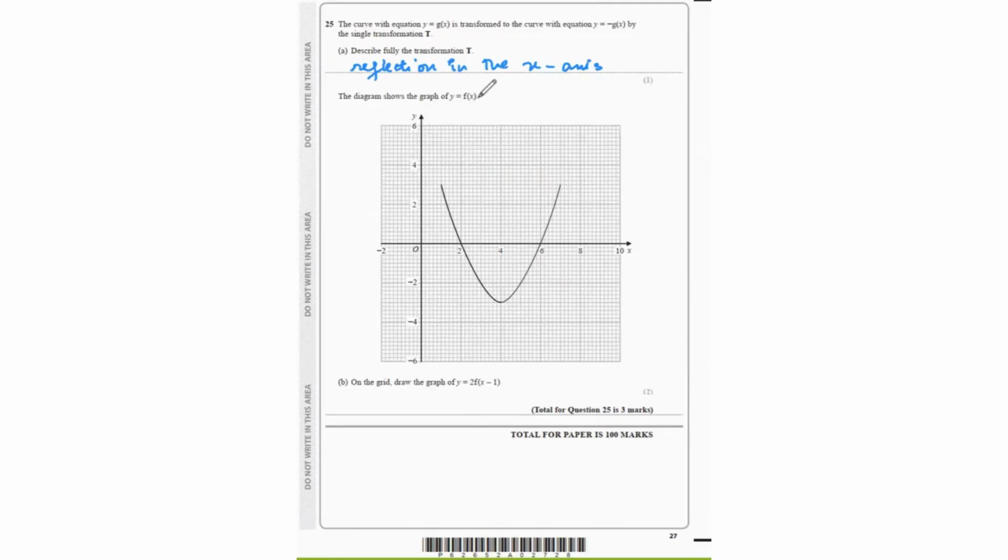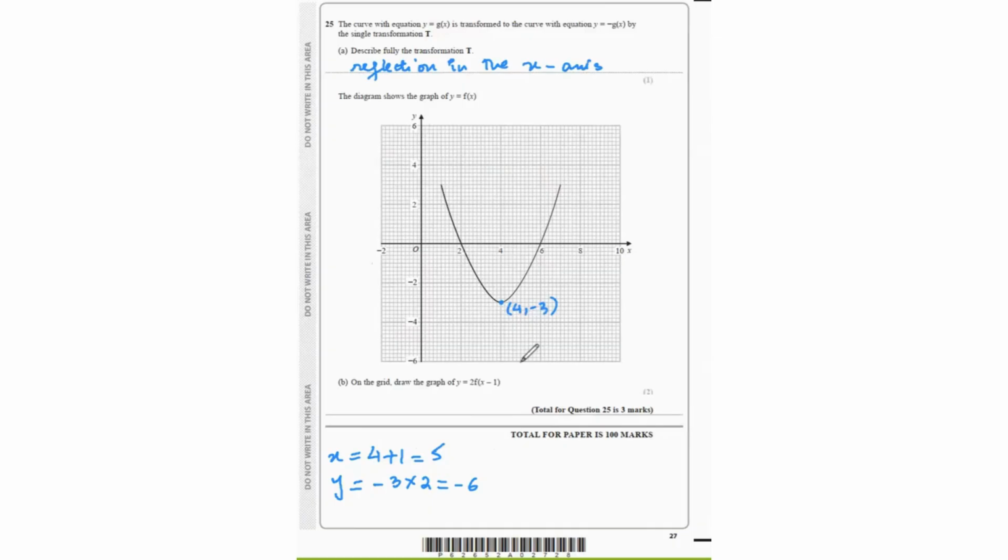Then it says the diagram shows the graph of y equals f of x. On the grid, draw the graph of y equals 2 times f of (x minus 1). Now there are two transformations happening over here. Y is getting multiplied by 2 and x is moving 1 unit to the right. So we pick the turning point over here. That's (4, negative 3). So x is moving 1 unit to the right. So 4 plus 1, that's 5. This is your x. And for y, the function is being multiplied by 2. So negative 3 times 2, that's negative 6. So now the turning point comes over here at (5, negative 6).